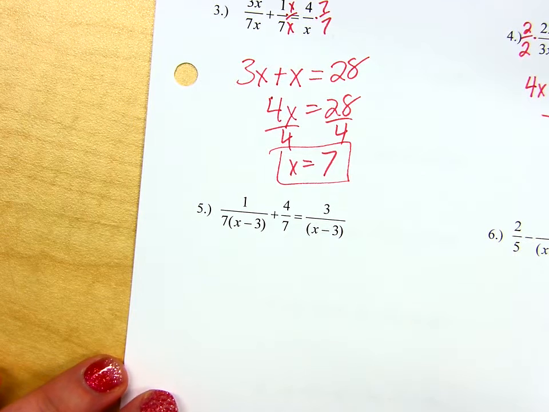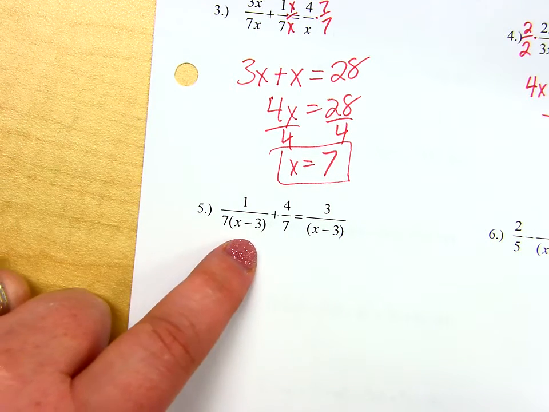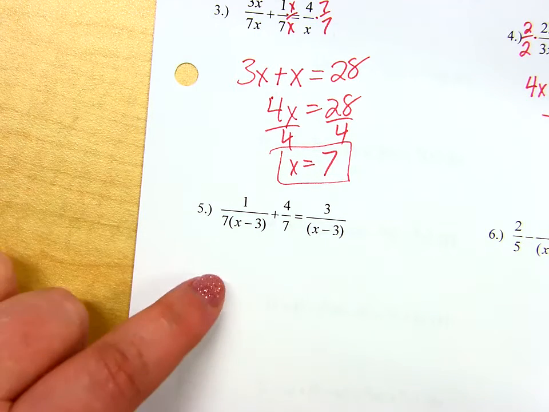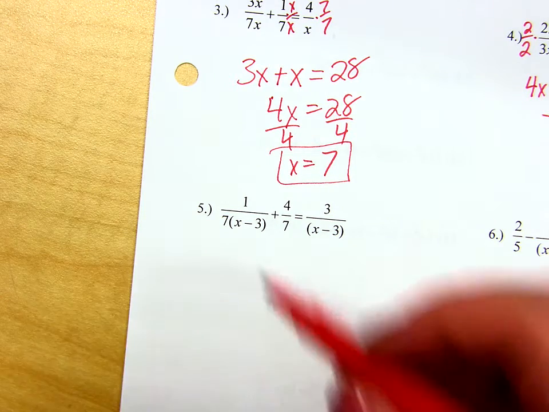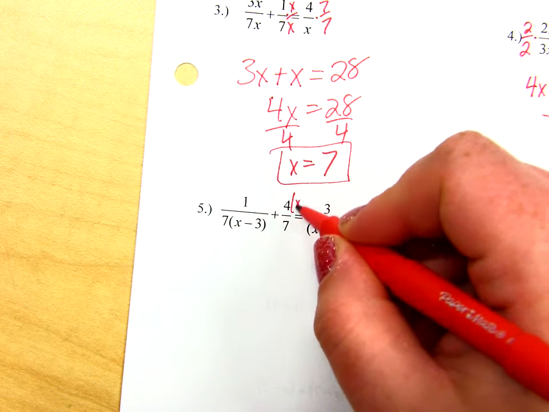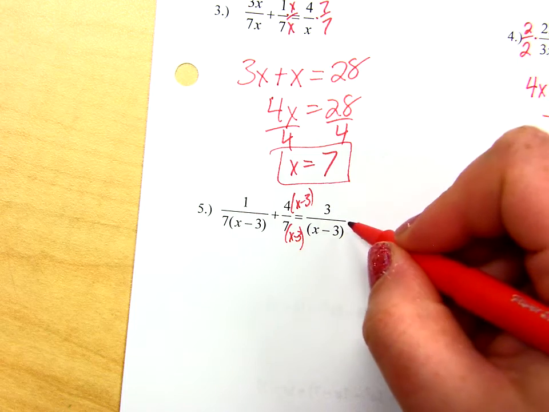7. Look at my denominators. They're already factored for me. They already have the 7 times the x minus 3. So that's good. So step 1 is still already done. But I need everybody to be the same. So what am I going to do to the middle one? Yes, he needs an x minus 3 on top and bottom.